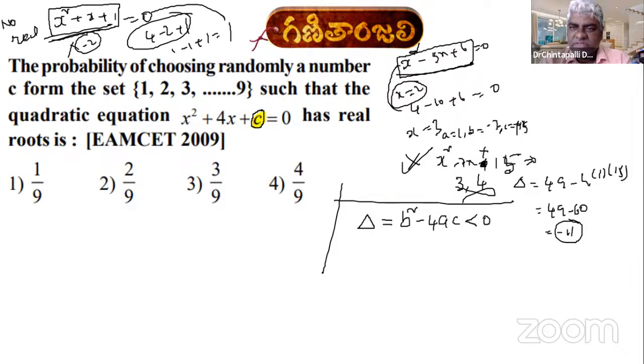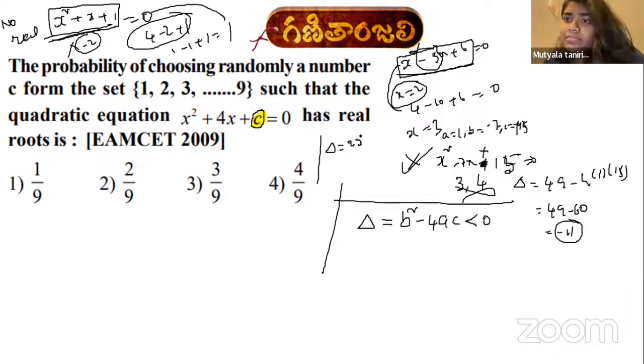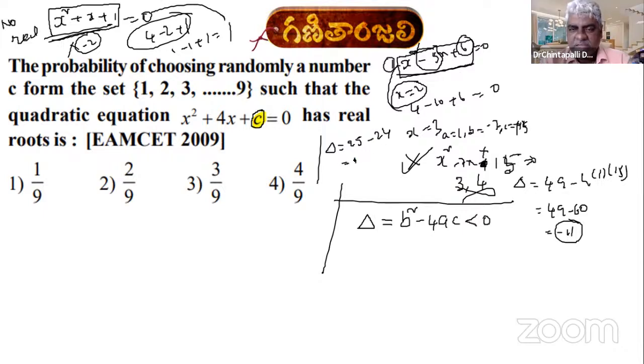If we take this equation x square minus 5x plus 6 is equal to 0, for this delta is b square, b is equal to minus 5, so 25, minus 4ac. A is 1, c is 6. 4 into 6 is 24, so delta is equal to 1. Is it positive or negative? Positive. So that's why this equation has real solutions.